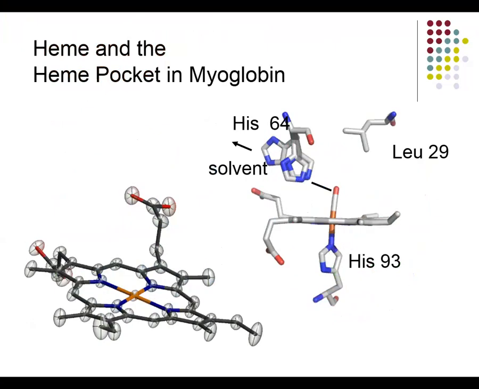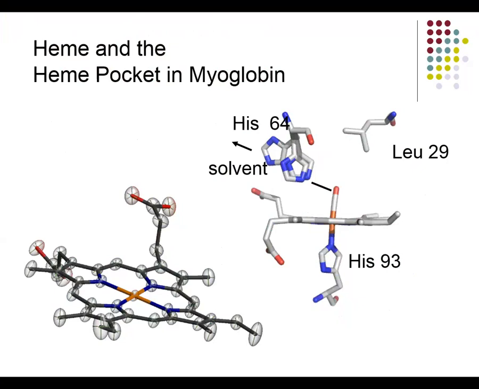In this figure, we show the heme group, looking at the face of the heme on the left and perpendicular to the heme plane on the right. In this particular figure, the carbon atoms are shown in gray, the nitrogen atoms are shown in blue, the oxygen atoms are shown in red, and the iron atom is shown in orange.